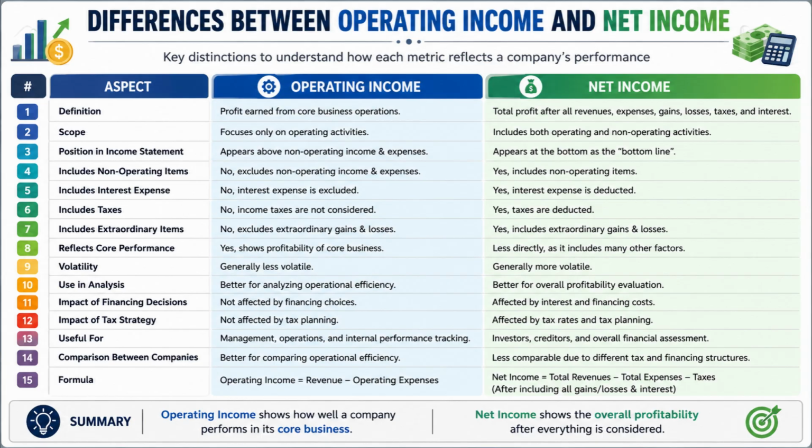Number 15. Operating income is calculated as revenue minus operating expenses, whereas net income is calculated after deducting all expenses, taxes, interest, and including gains or losses.